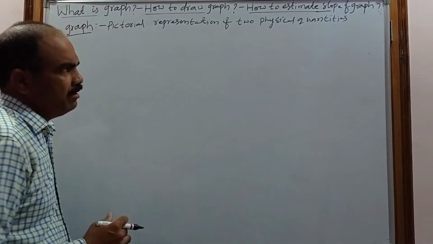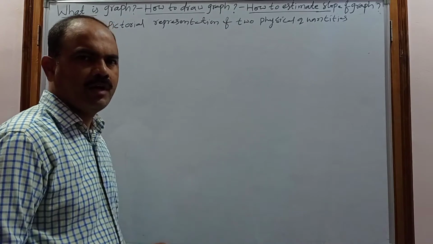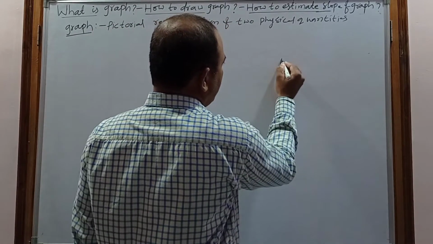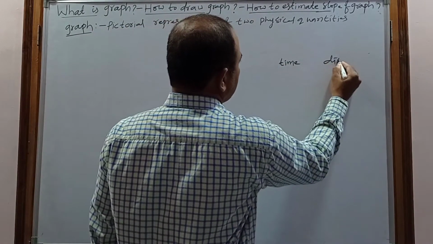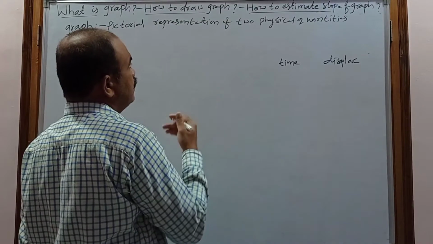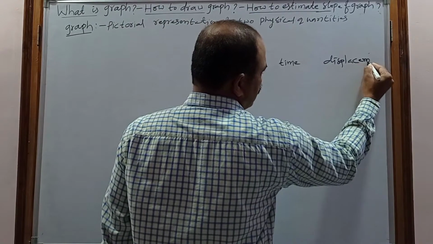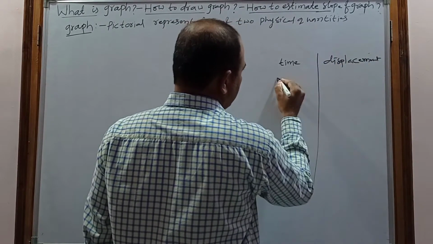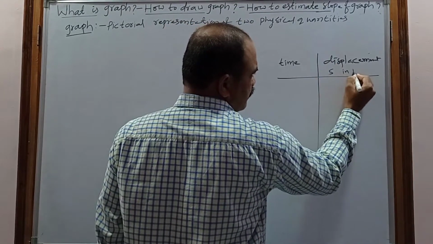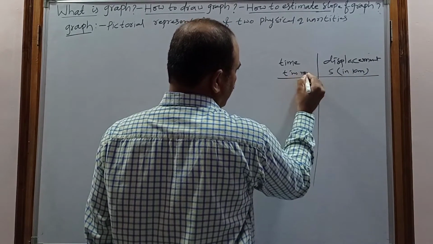But in these two physical quantities, one quantity will be called the dependent quantity and the other will be called what? The independent quantity. For example, I take the two physical quantities: one is the time and the second one is the displacement. To understand what is a dependent quantity, what is an independent quantity, and how to draw the graph, I am taking the displacement at different times. The displacement is represented with the letter S. I am taking the displacement in kilometers and the time in minutes.